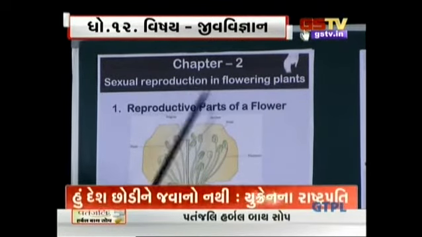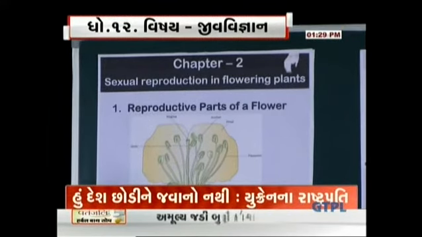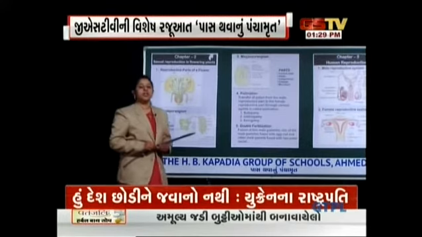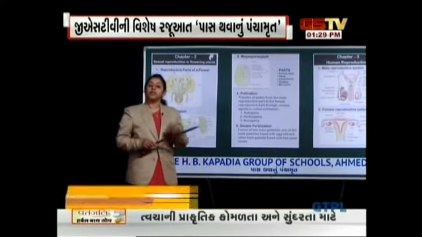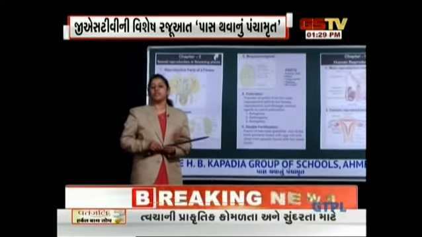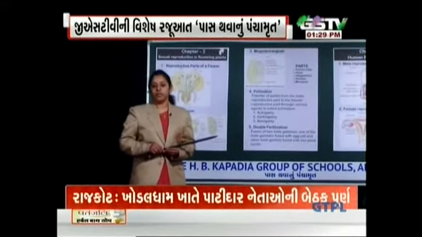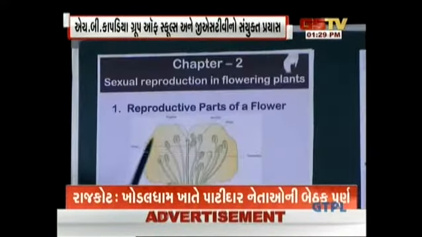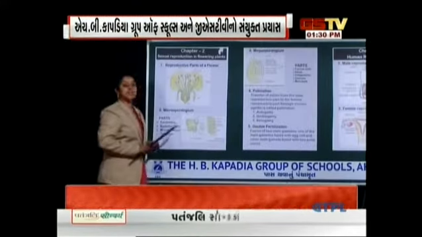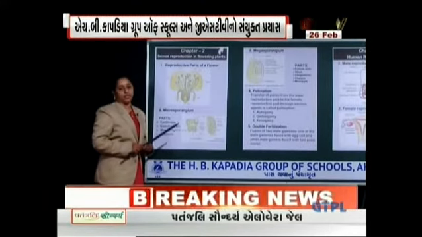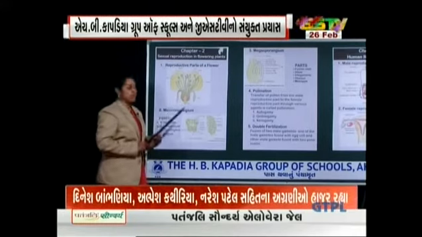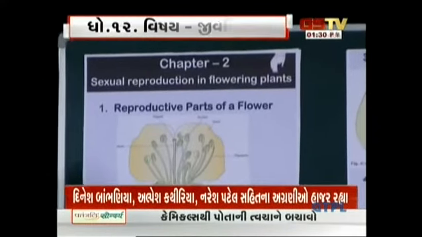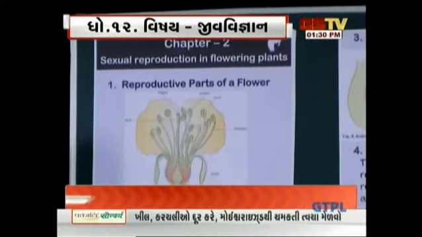Chapter number 2, that is sexual reproduction in flowering plants. In this chapter, we will learn about the different events of sexual reproduction in a flowering plant. The most important question, that is the reproductive parts of a flower, can be asked for board examination. When this question is asked, you have to draw this figure and I am going to tell you what the reproductive parts of a flower are.